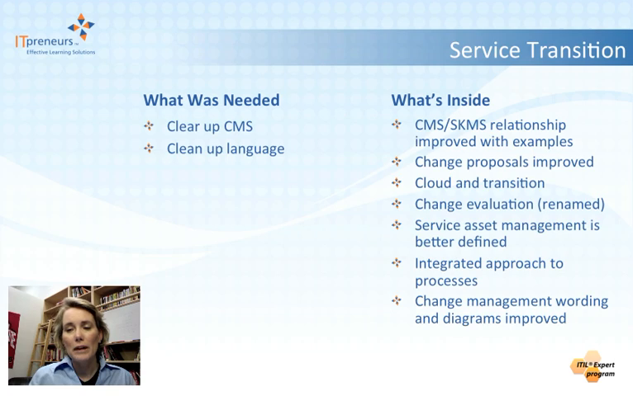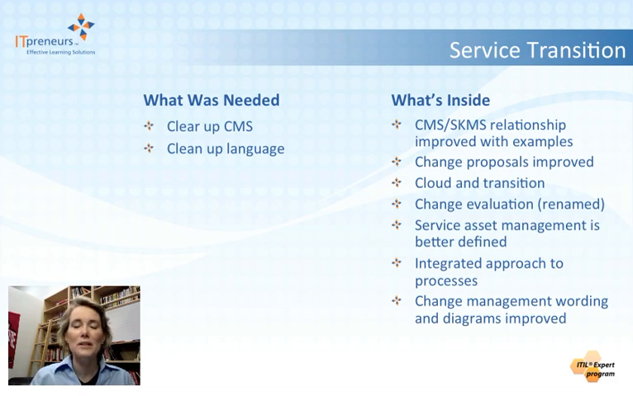So what we see is a better description of the relationship between the CMS and the SKMS, with some examples. The whole concept of a change proposal has been cleared up and identified and better understood in how it fits in. We see cloud coming into the overall transition planning. The process service evaluation has now been changed to change evaluation, which was really good, because when you have service evaluation in strategy and service evaluation in transition, it was a little confusing for learners.